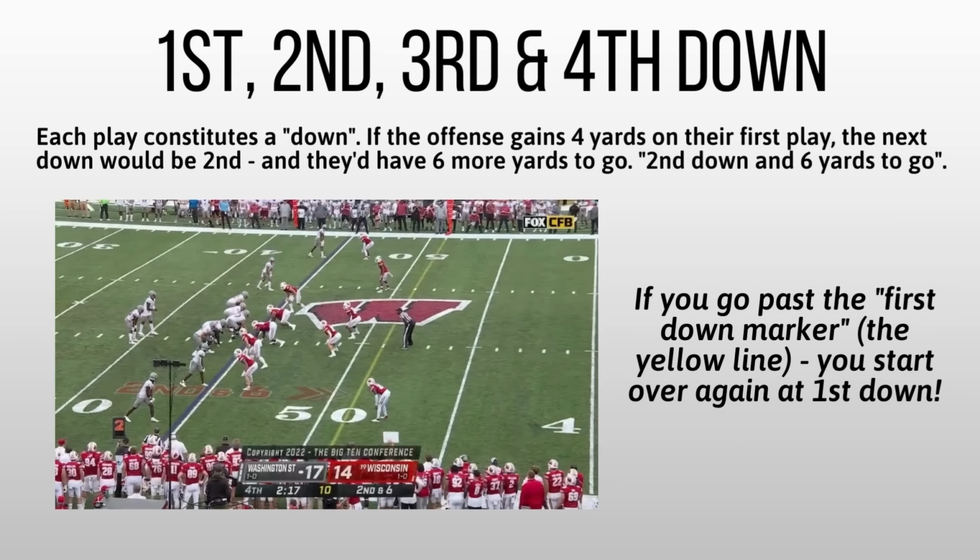Now, something to note here. If you go past the first down marker in a play, for example, gaining 15 yards when it's first down and 10 yards to go, you will start over again at first down. First down is a good thing for offenses. You have 4 different plays to get to the first down marker, the last of which would be fourth down. Fourth down is typically a good thing for defenses because it means the offenses haven't been able to get 10 yards in 3 plays.